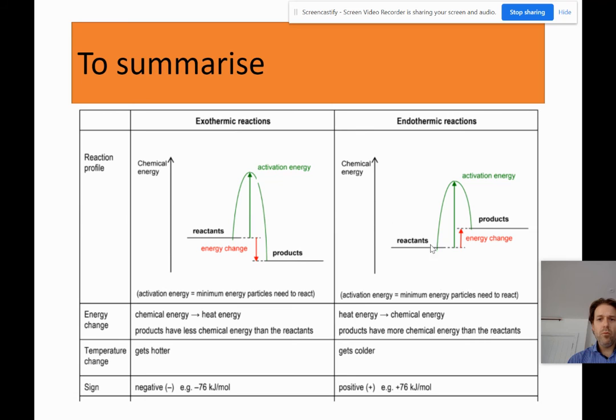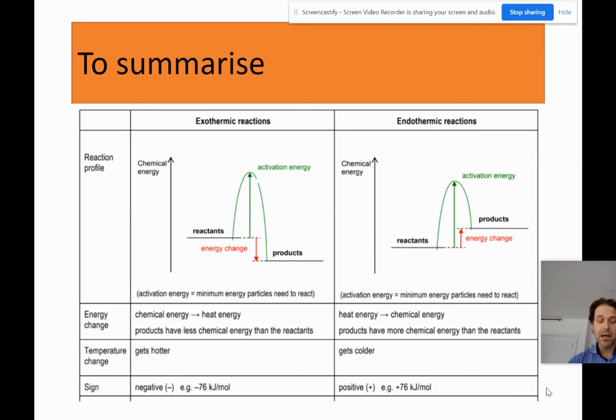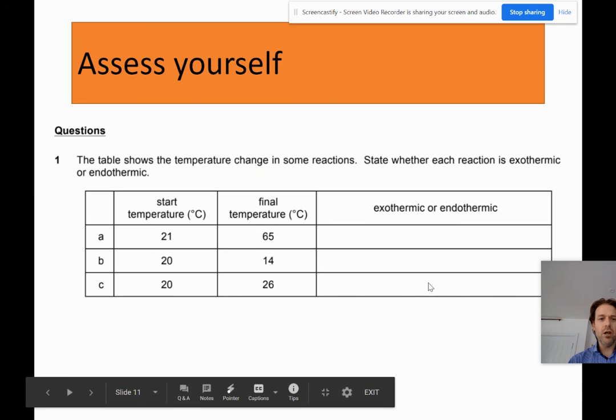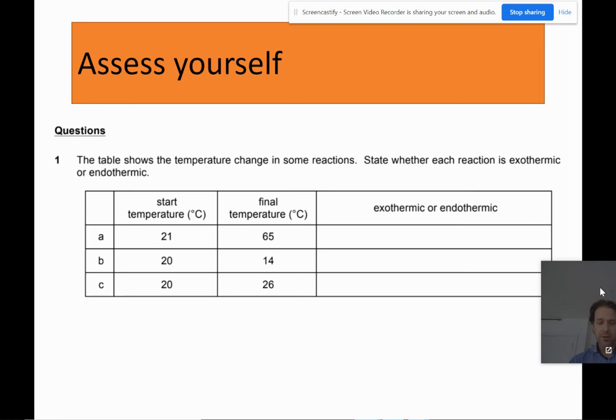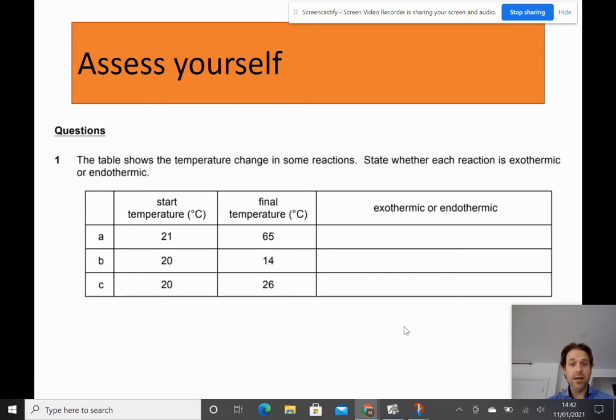So we've got a summary slide here showing you what you need to be able to label: the reactants, the products, the total energy change, and the activation energy. Linking that to getting hotter, getting colder. We'll have a look at energy levels, this bottom row here, in another lesson, and that's more for the higher tier. But why don't you now have a go at testing yourself? So pause the video now, read that, have a go, write down whether exo, endo, etc., and then restart the video to check.